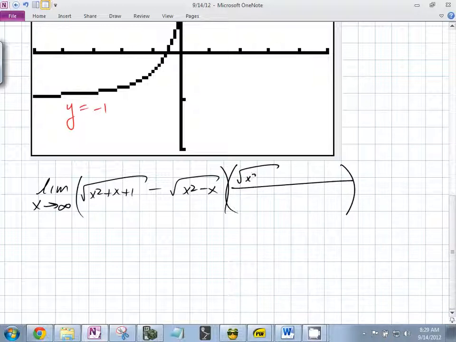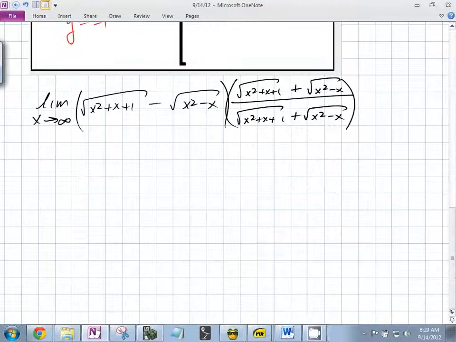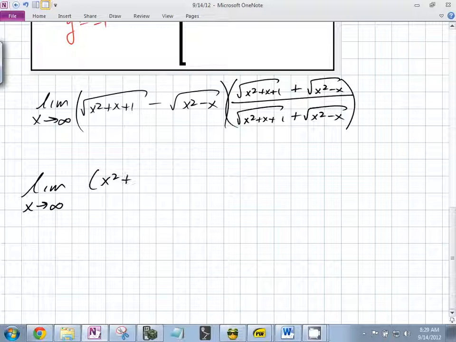Well, the square root of x squared plus x plus 1 plus the square root of x squared minus x over what? The same thing. You better do the same thing or you're going to change the value of the limit. Now, there's nothing on the denominator, but on the numerator, as x goes to infinity, you get x squared plus x plus 1, because a square root times itself. And then the middle term cancels out, and you're left with this.